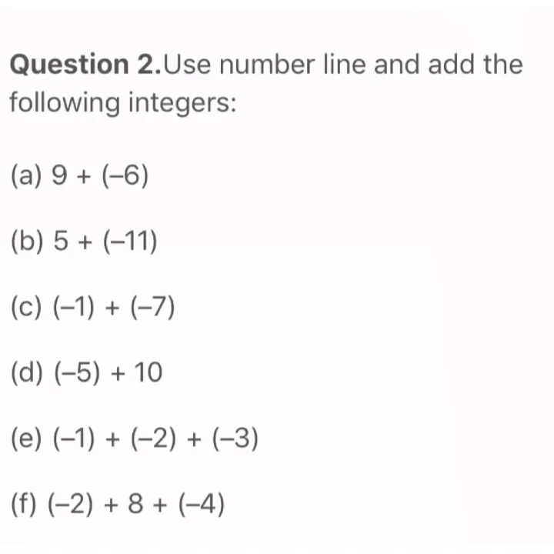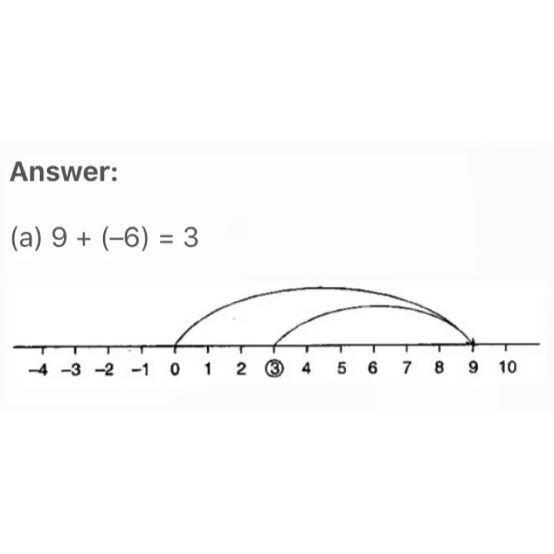Now children, question number 2, use number line and add the following integers. So children, here using the number lines we will add these integers. First one is 9 plus minus 6. Children, 9 plus minus 6 means 3. Okay, so we will start from 0, that is origin, and we will move 9 steps right to 0, and we will reach to 9, and then because we need 3, we will move 6 steps left towards 9, and we will reach to 3.